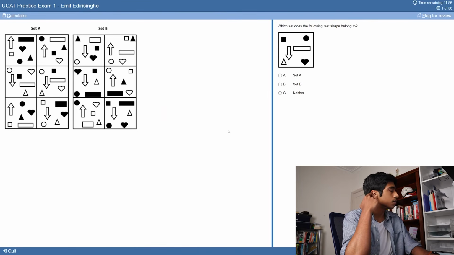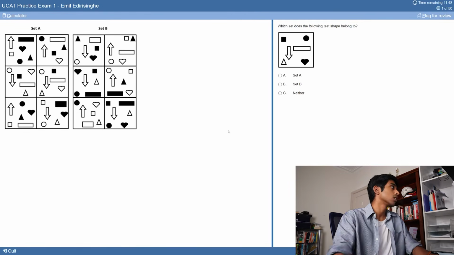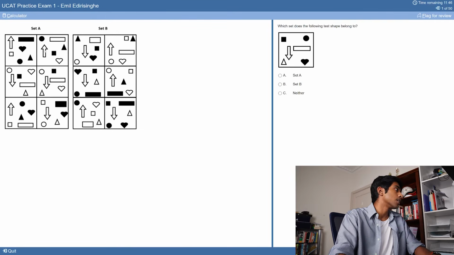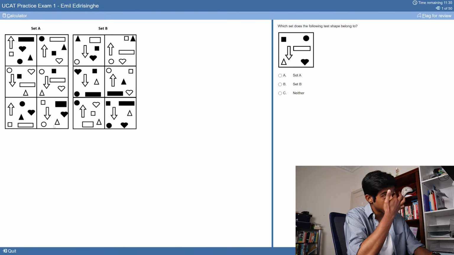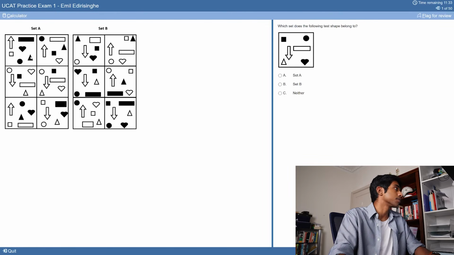So with this one, I see shapes and colored shapes. So I'm thinking position immediately. Looking for, so there's an arrow in every box. There's a rectangle in every box. Circle, triangle, circle, triangle. Yes, there's a circle and triangle in every box. There's a heart in every box as well. And there's a square in every box. Okay, so all the shapes are in every box. Okay. So an arrow's pointing up.